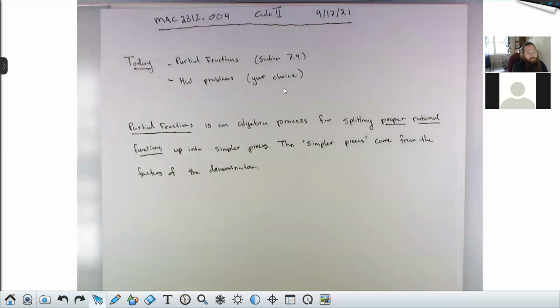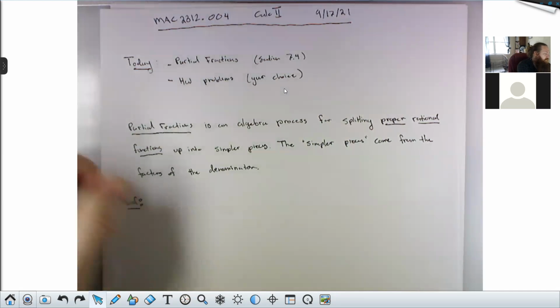And the procedure varies a little bit depending on what the factors of the denominator look like. So I'm going to run you through some basic theorems from algebra, and we'll see how the partial fraction decomposition is affected by the different possible factors of the denominator. First, definitions.